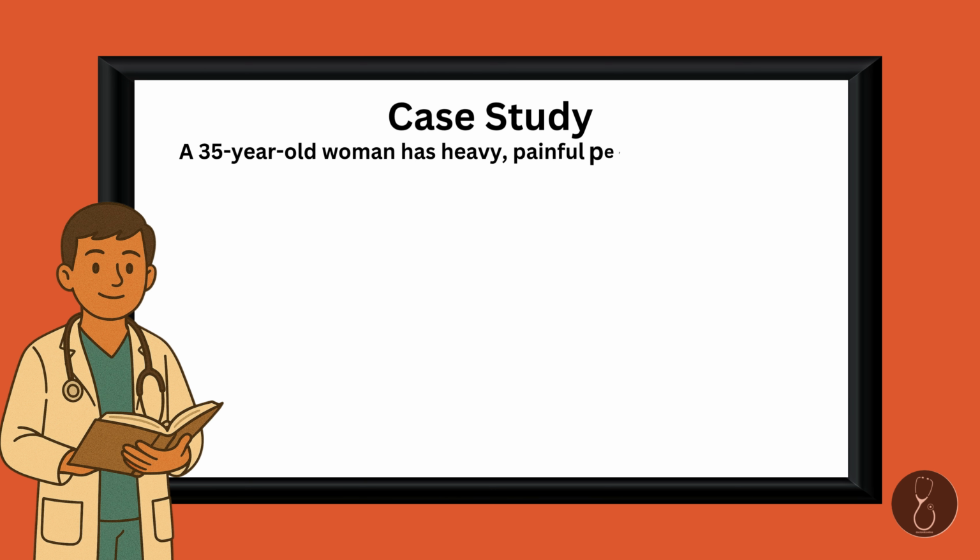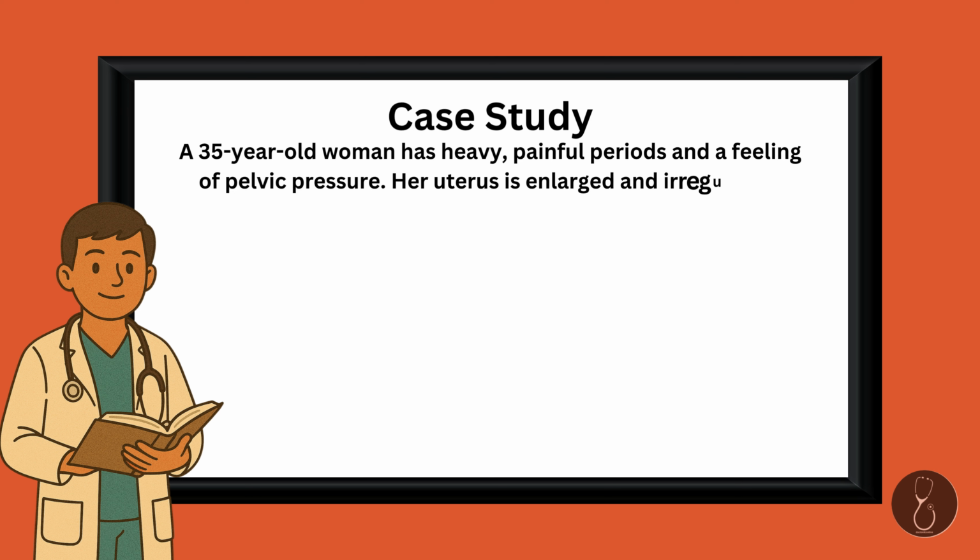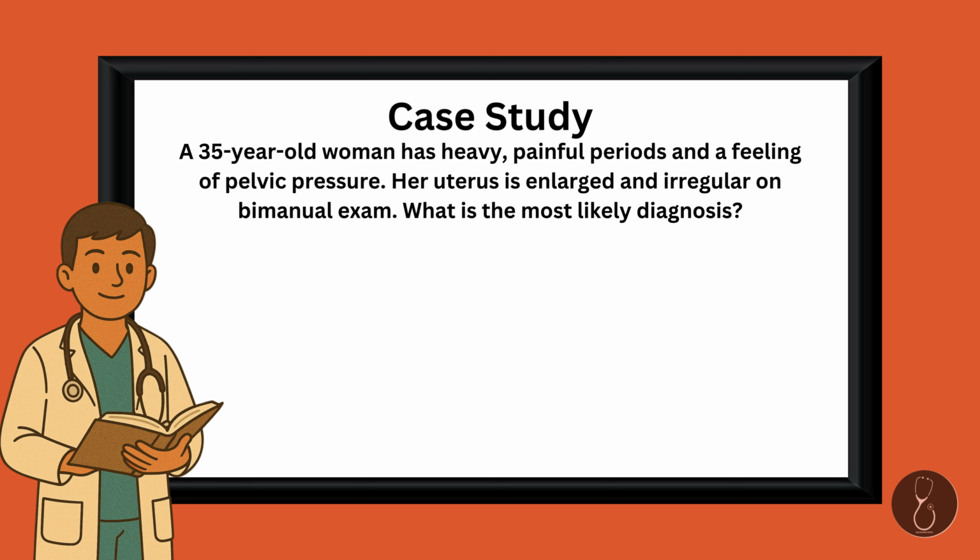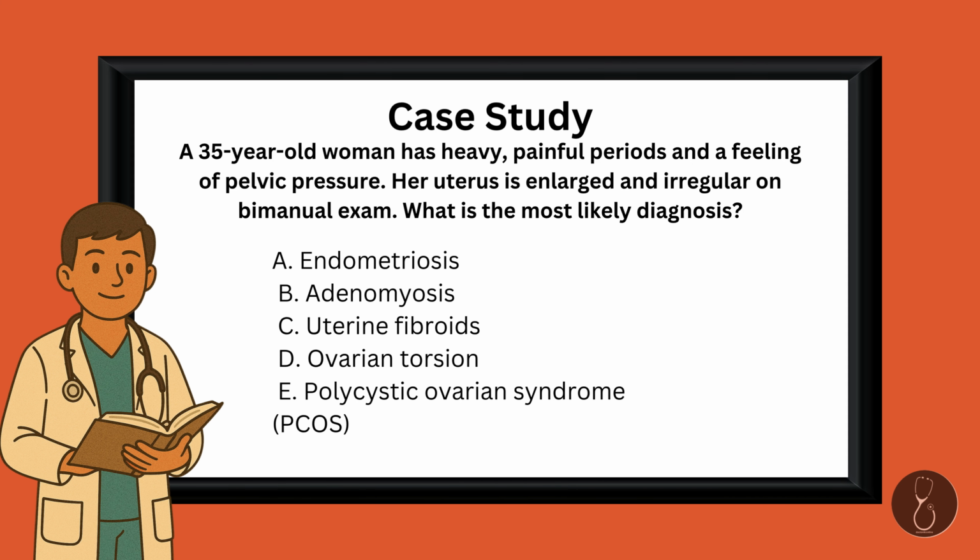A 35-year-old woman has heavy, painful periods and a feeling of pelvic pressure. Her uterus is enlarged and irregular on bimanual exam. What is the most likely diagnosis? A. Endometriosis. B. Adenomyosis. C. Uterine fibroids. D. Ovarian torsion. E. Polycystic ovarian syndrome, PCOS.